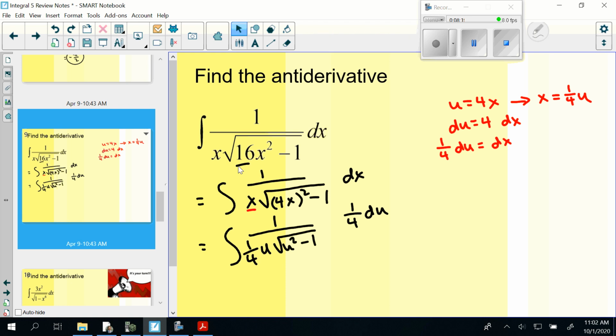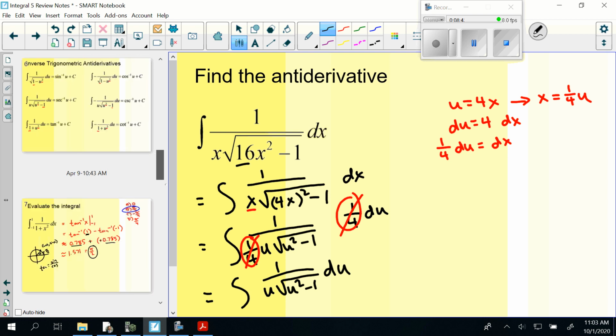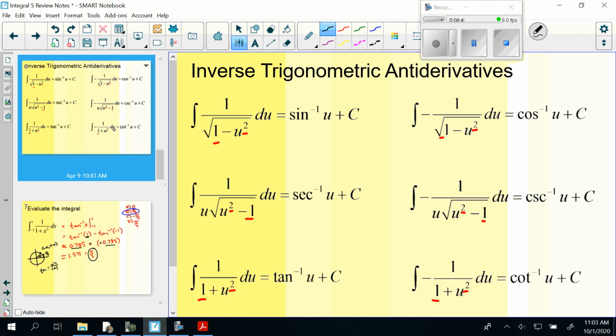that's our new integral. There's a 1/4 here outside the fraction and 1 in the denominator, so those should cancel out. And so now we just have the integral of this, and now this should look like one of those we had on our sheet. That one is inverse secant, I believe. Let's see. Yes, that one looks like our inverse secant one.